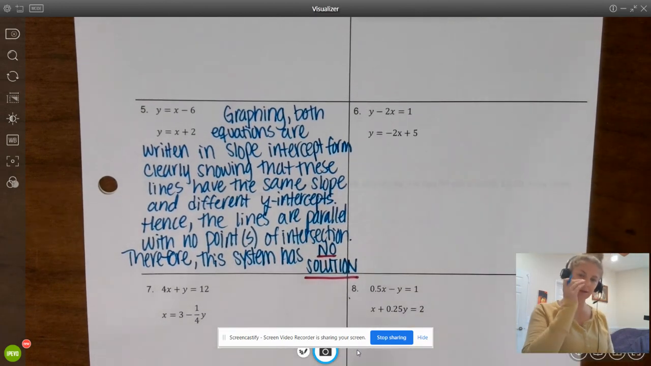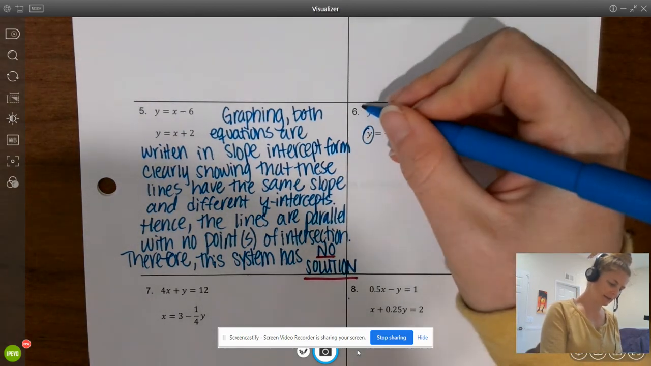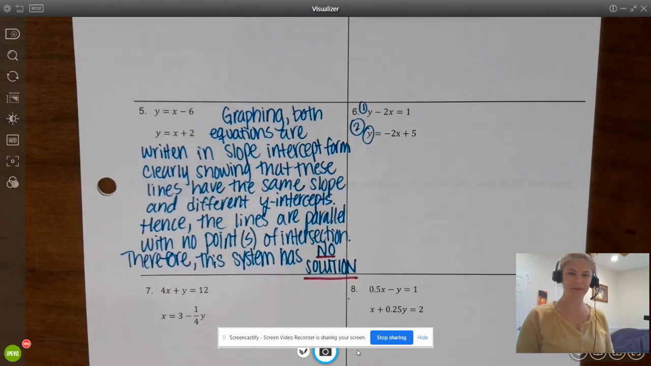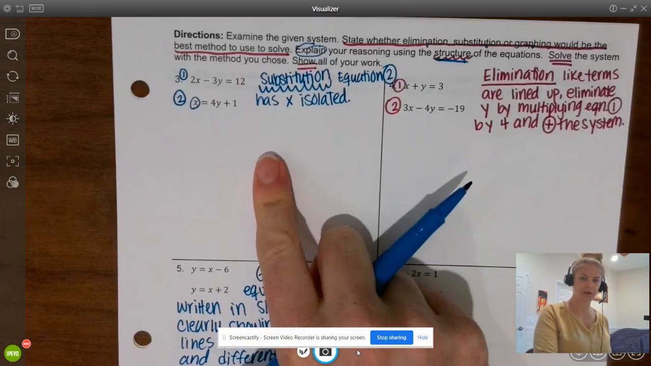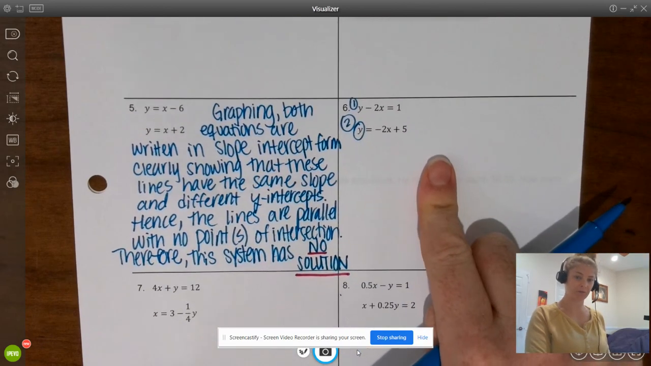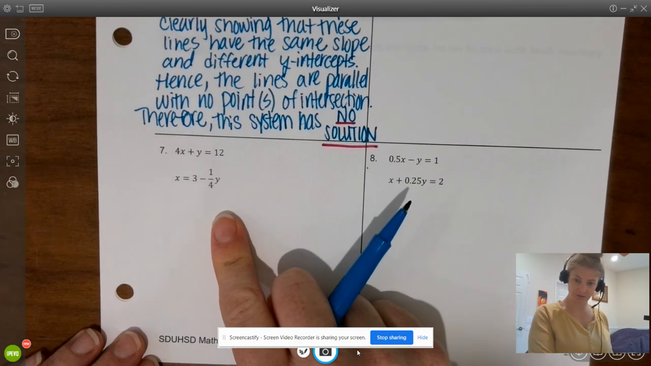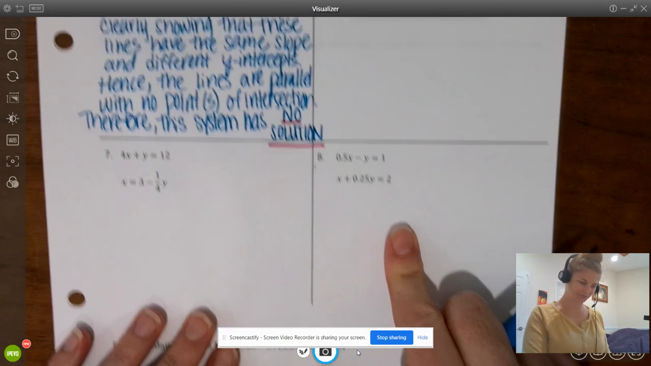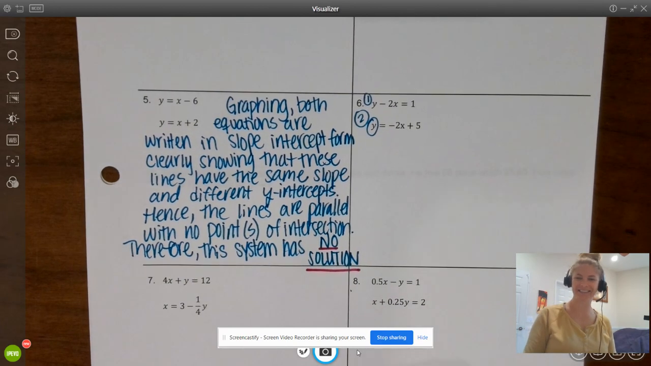Okay, well, number 6, we can look at the structure. Y is already isolated in equation 2. So let's think about what method would be most efficient. Okay, so you are going to finish solving 3, 4. Tell me what method is most efficient for 6 and solve. Tell me what method is most efficient for 7 and solve using that method. And the same for 8. Tell me what method is most efficient and then finish solving. Pause the video and finish this page and we'll talk about it in just a second.